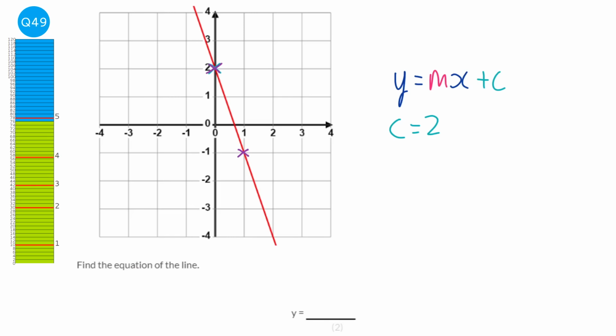The definition of the gradient is for every one we go to the right, how far up we go. Well, here we actually go down, so we're technically going -3 up. So the gradient is going to be -3 because it's gone down 3. So our equation is y equals -3x plus 2.